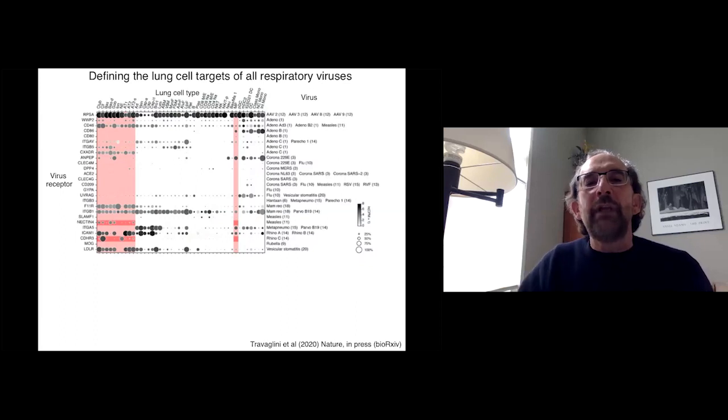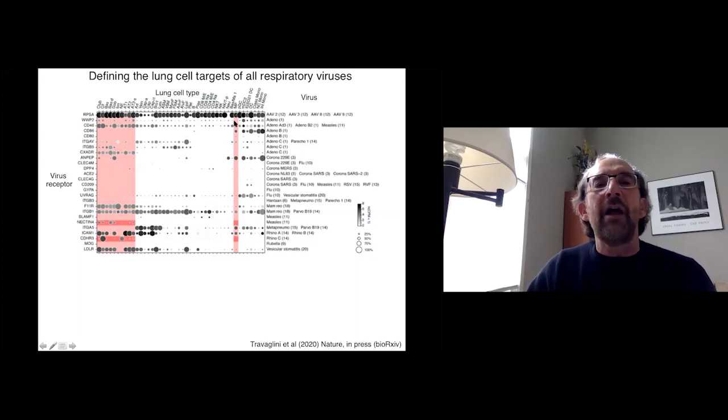And that is what we did with our cell atlas: to collate a list of all of the known viruses, shown here on the right, and the human proteins that they use as receptors to enter cells. And then what I'm showing in the plot here is the expression levels of each of these proteins, which act as virus receptors, among each of the known cell types now in our human lung cell atlas.